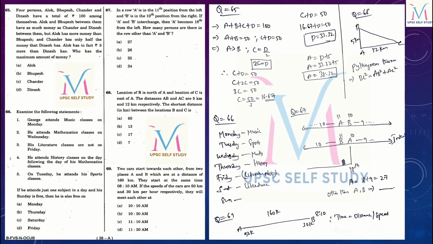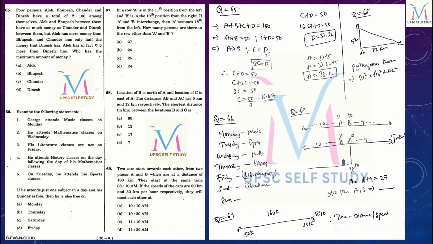Next question, 68. The location of B is north of A and the location of C is east of A. The distances AB and AC are 5 kilometers and 12 kilometers. The shortest distance in kilometers between B and C is what?